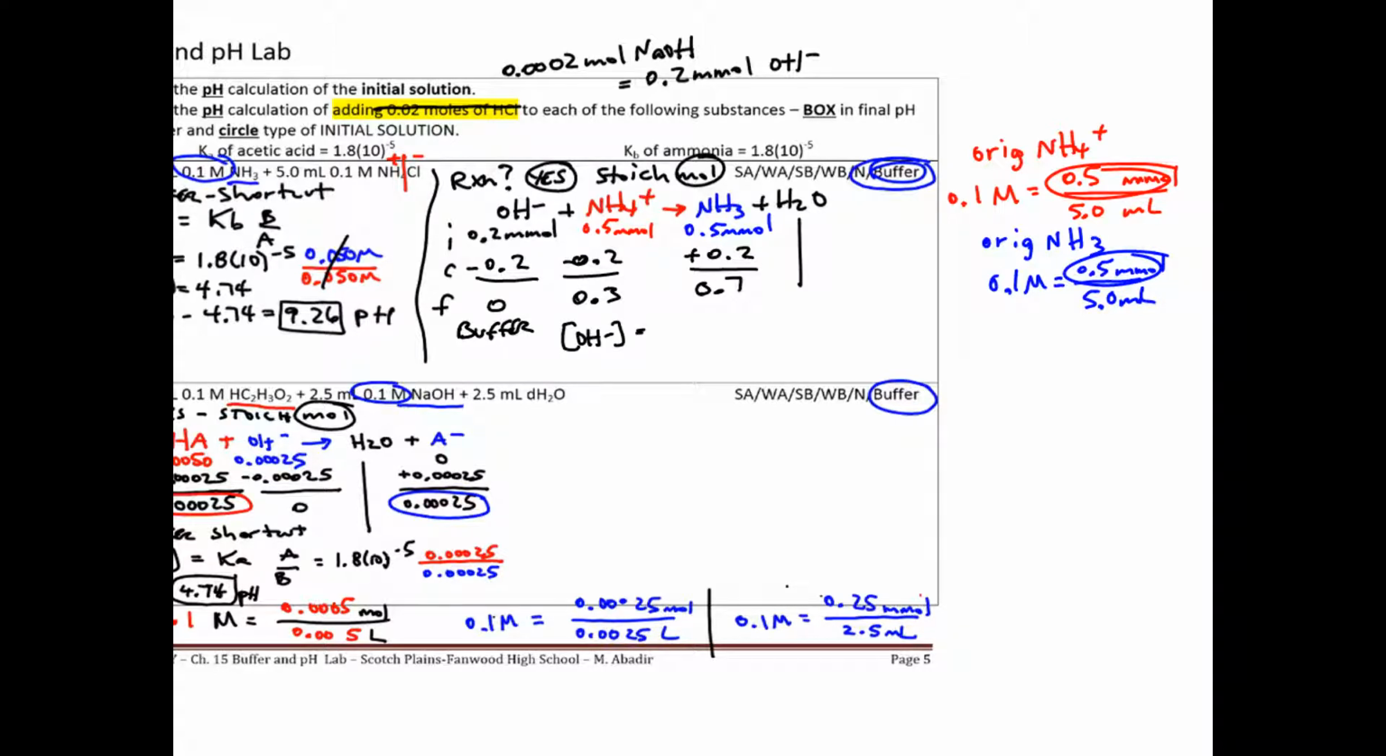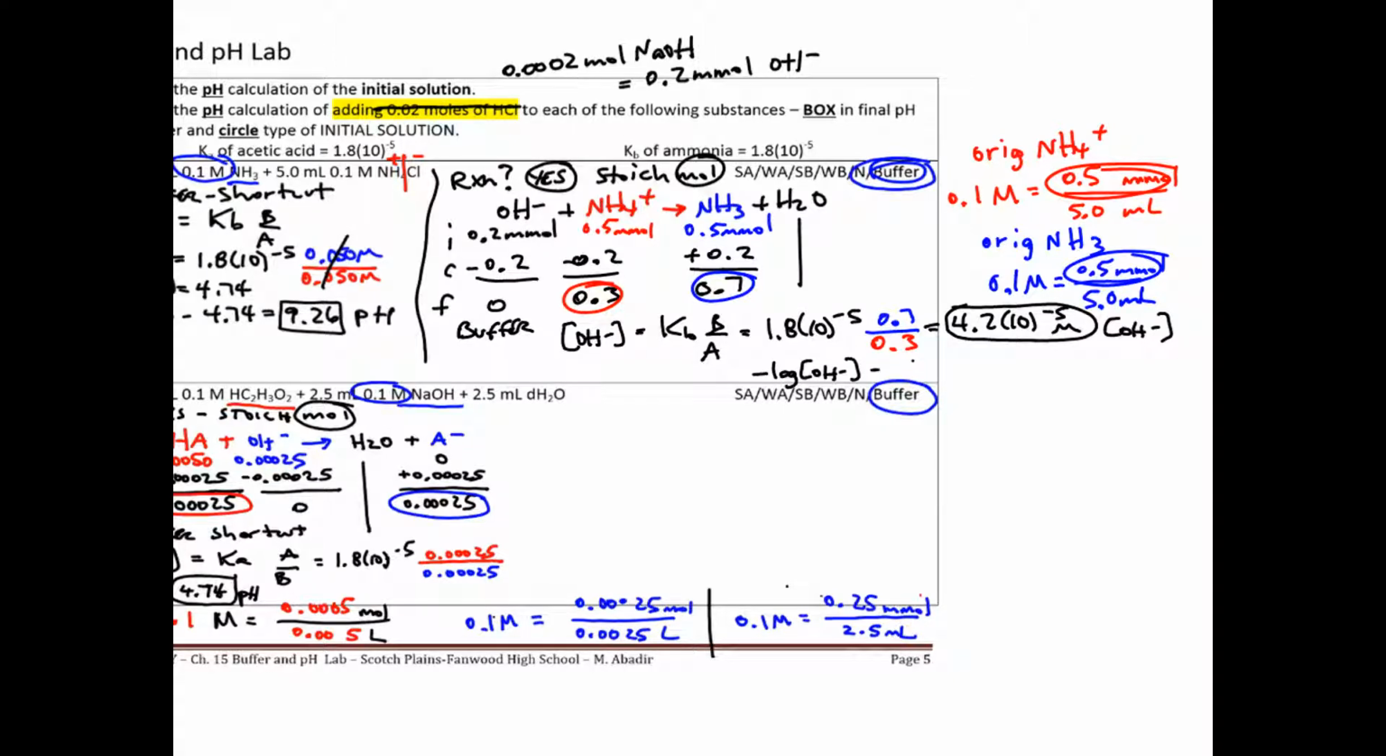I will choose to use the OH minus simply because I already know the Kb. So the Kb is 1.8 times 10 to the minus fifth. Then I'm going to take the base, which is the 0.7, over the acid, which is the 0.3, and that's going to give me my OH minus concentration, 4.2 times 10 to the minus fifth molar. That is the concentration of OH minus. So if I take the negative log of OH minus, that's going to give me a 4.38.